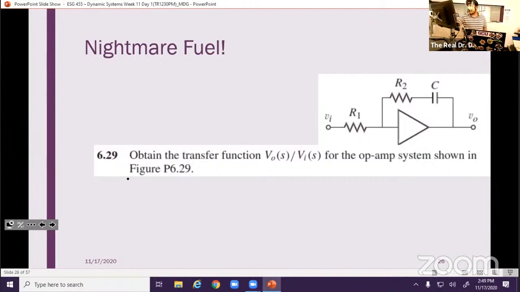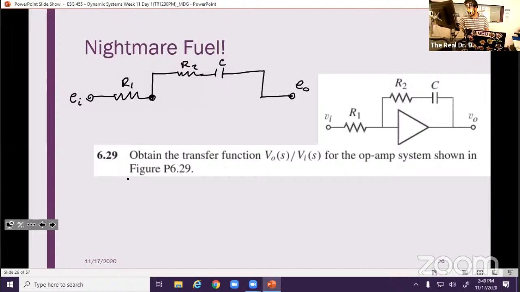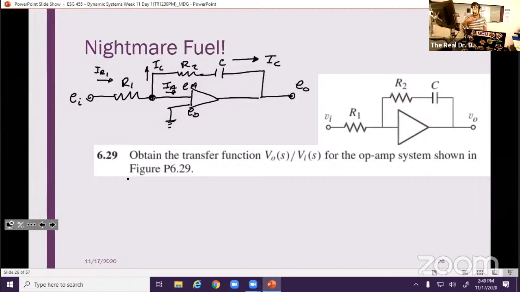So we're going to do this. Let's draw it out. I've got my E in, R1, R2, C, E out. I'm just trying to make it look like something that we've seen before. That's EB, EA, IA, IR1. Call this current up here IC. We'll say that this is IR2 coming out of there. Well, I guess that's IC, so that wouldn't matter. That's IC. Okay, cool.